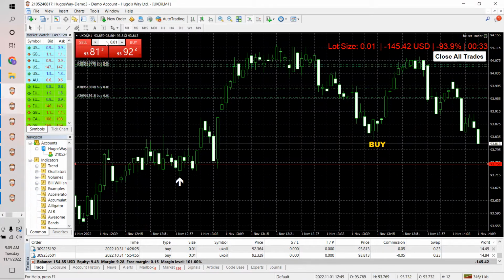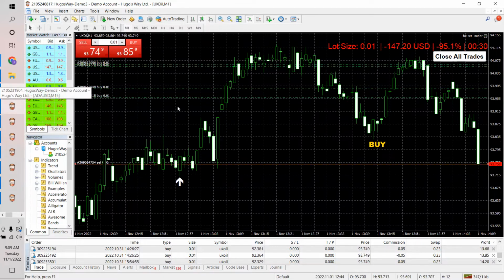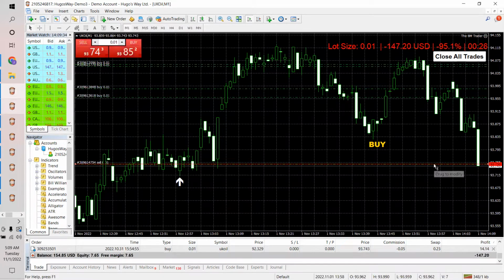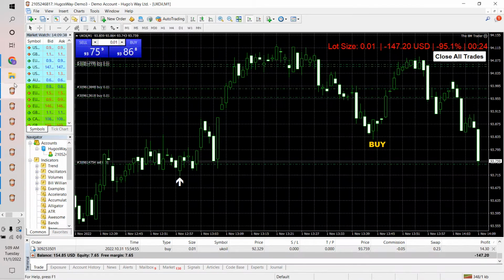Now that buy arrow just closed, so I'm going to go ahead and place a sell right there. So we are done with UK oil for the meantime.